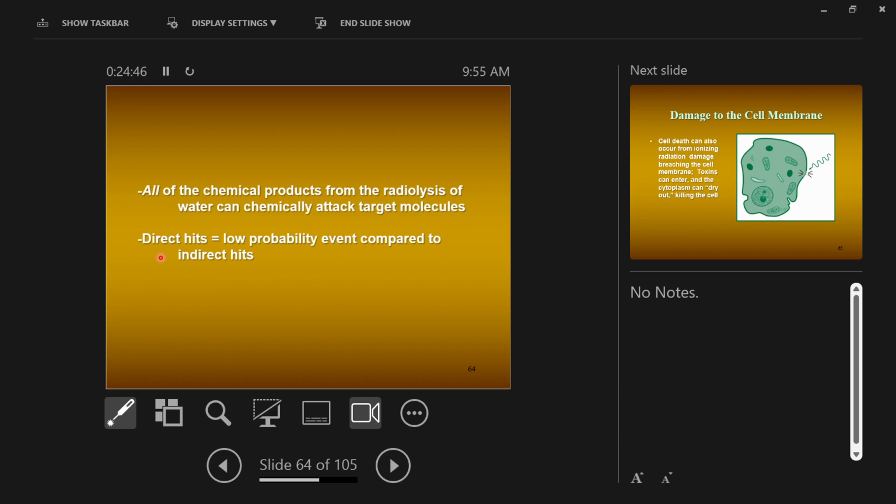Direct hits, yeah, go ahead. So would that fall under the rung damage? One more time, the rung damage? Yes. So rung damage will be from an indirect or direct hit.